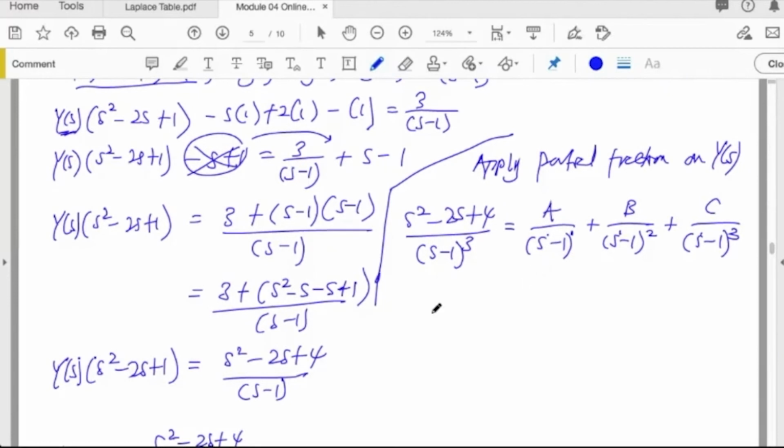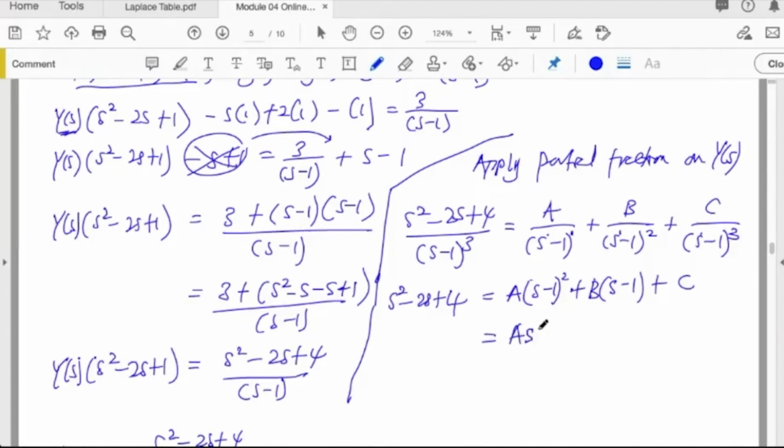Then we solve these equations. We have s squared minus 2s plus 4 equal to A multiplied by (s minus 1) to the power of 2, since we want to make it to the power of 3, plus B times (s minus 1), plus C. If you expand this part, you will get A s squared minus 2A s plus B s plus A minus B plus C equal to s squared minus 2s plus 4.